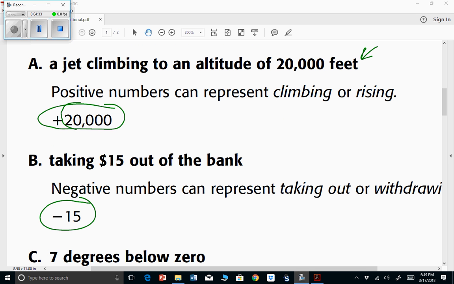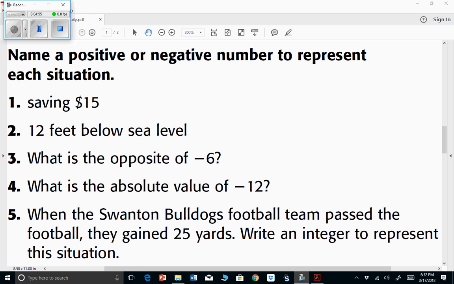Question C asks what number would be appropriate for 7 degrees below zero. Thermometers are really kind of like a number line, just turned a different direction. 7 degrees below zero would be -7. Go ahead and write the answers to these questions in your notes. We'll pause the video for you to complete that.